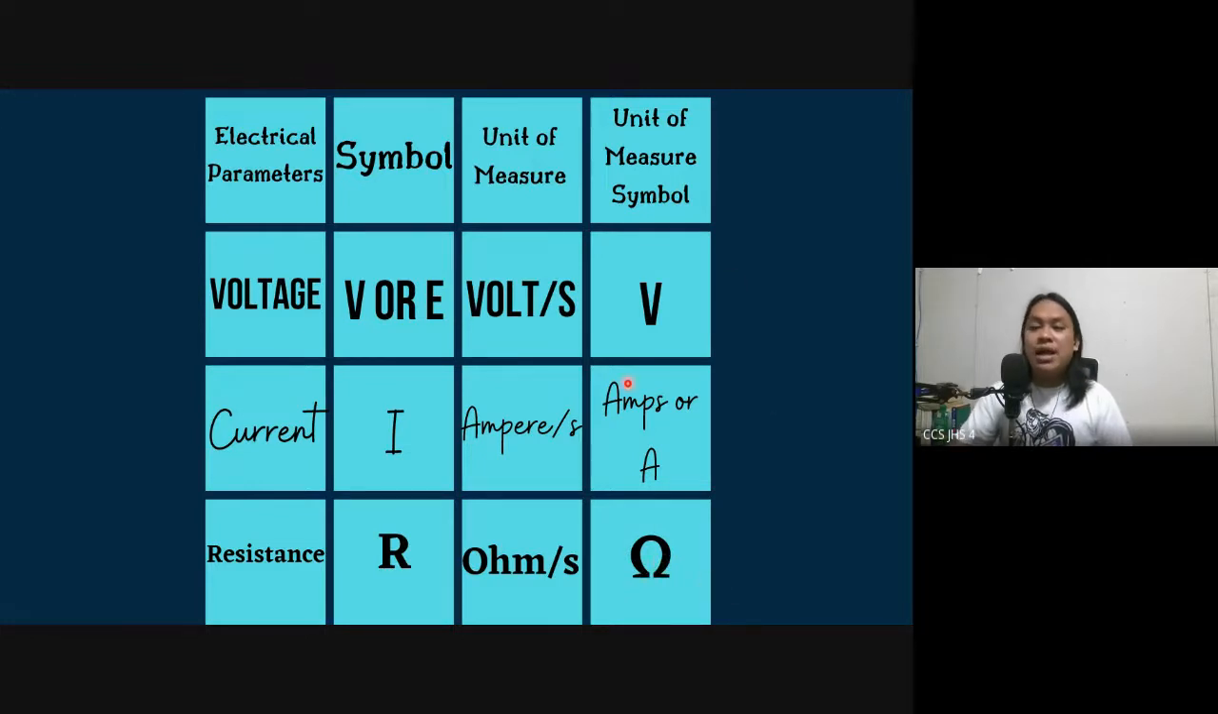It's very important that you memorize the symbols for each unit of measure, because when we do problem solving, I will mark it wrong if your answers don't have the symbol for the unit of measure. So please do memorize each symbol and each unit of measure. Understood? Very good. Any questions so far before we continue? If there are no questions, let's proceed to the next slide.